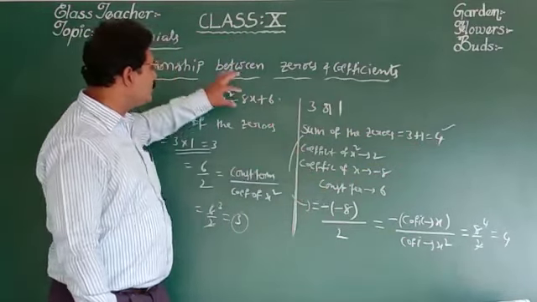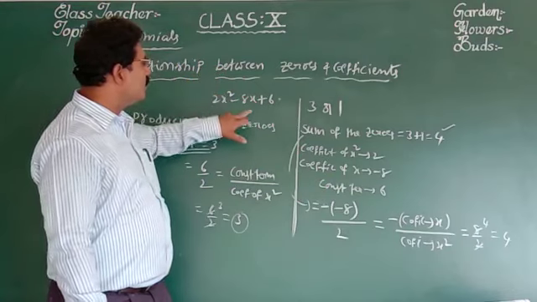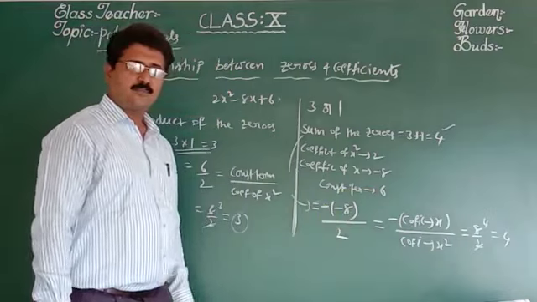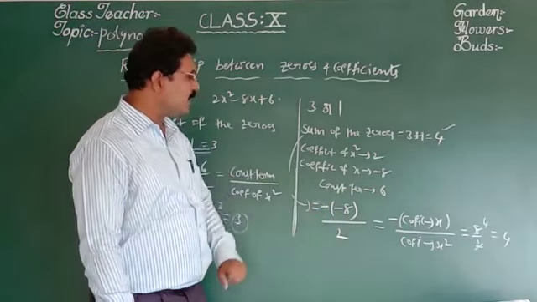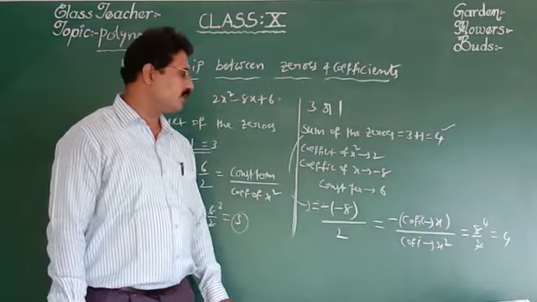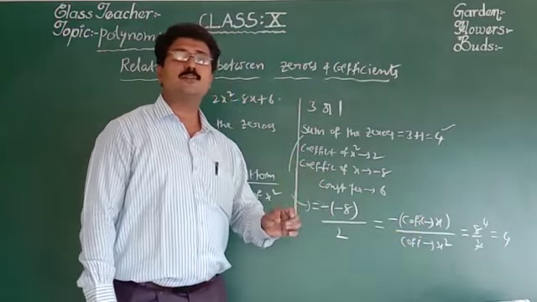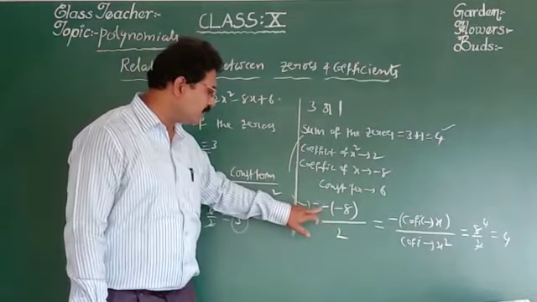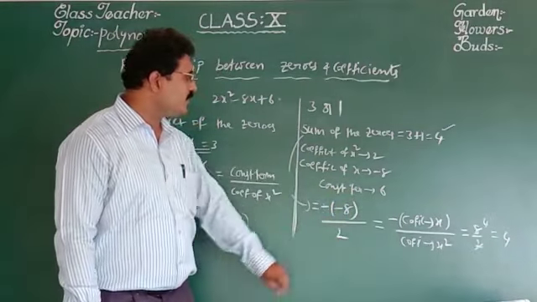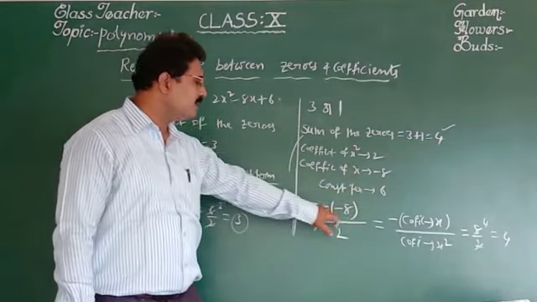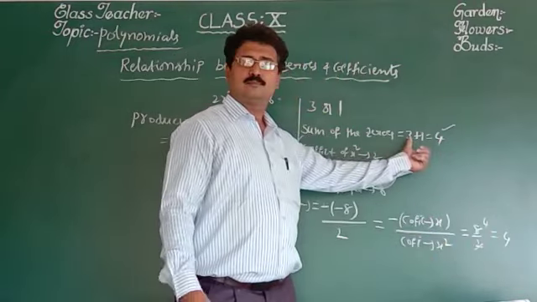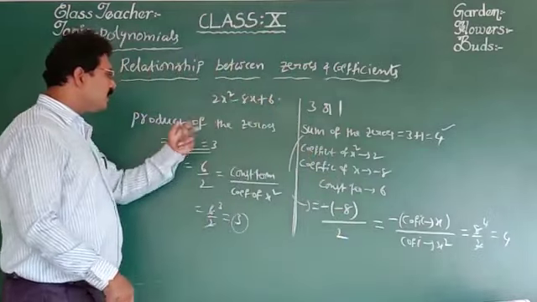Next you write the coefficients. Coefficient of x square is 2, coefficient of x is minus 8, and the constant term is 6. Now, sum of the zeros, how to write? It is equal to minus coefficient of x by coefficient of x square. What is coefficient of x? Minus 8. Coefficient of x square is 2. But minus into minus 8 is plus 8 by 2. 2 fours are 8. That's why sum of the zeros is 4. Hence verified.